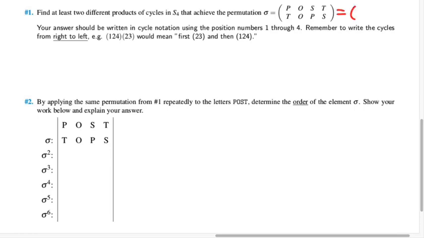Yeah. What was it? (1 3 4). The P goes from 1 to 3, then the S goes from 3 to 4, and the T goes from 4 to 1. And so we've completed that cycle. And when you applied that permutation, that cycle (1 3 4), to post, you get tops. When you applied it one more time, what did you get in sigma squared? What came after tops? Sopt, S-O-P-T. Yes. And then when you applied it one more time, post.